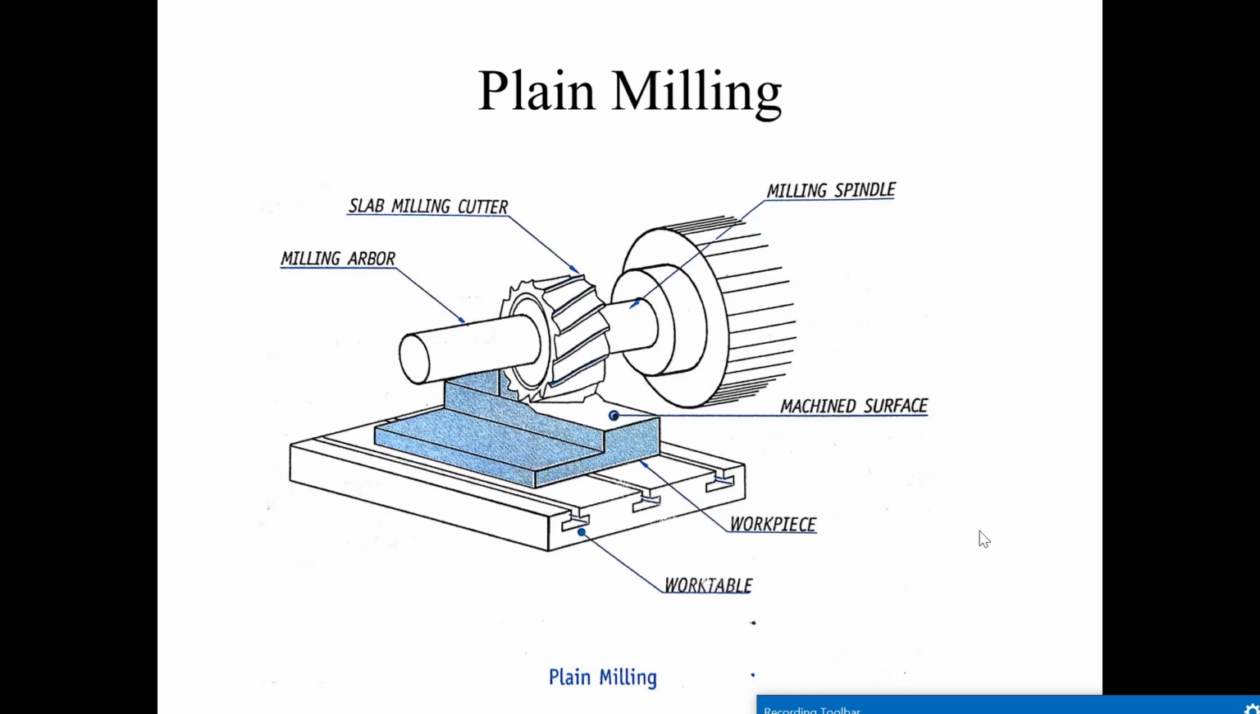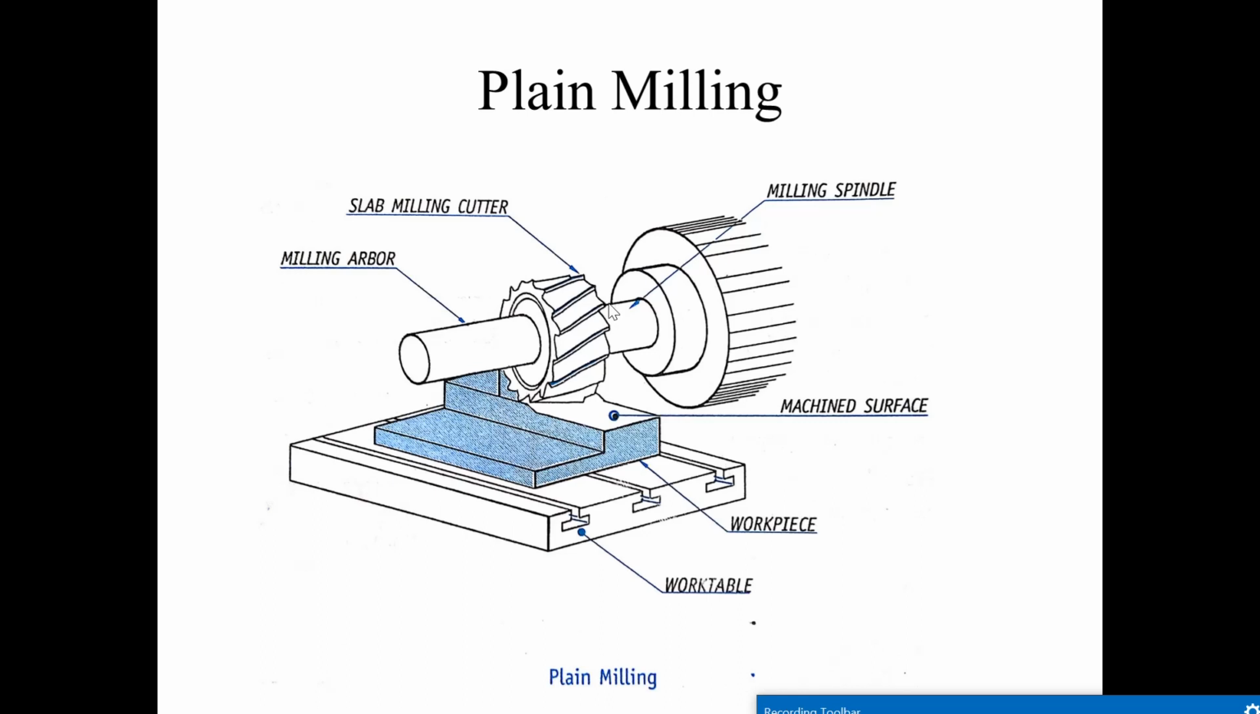Plain milling operation is a type of milling operation. We can also call it slab milling operation. It is a method of producing flat surfaces parallel to the cutter axis, as shown in the figure. The cutter used in this operation is called a plain milling cutter or a slab milling cutter.